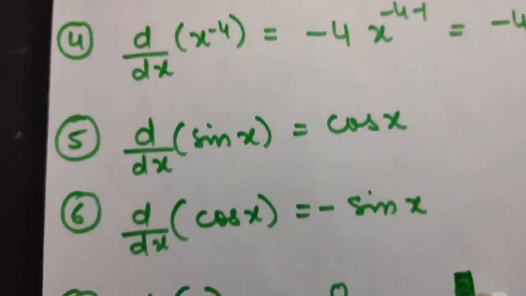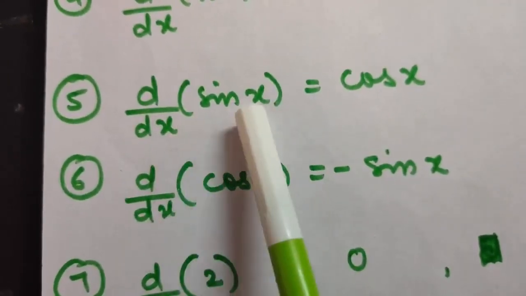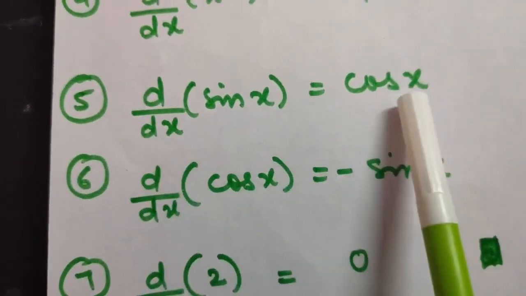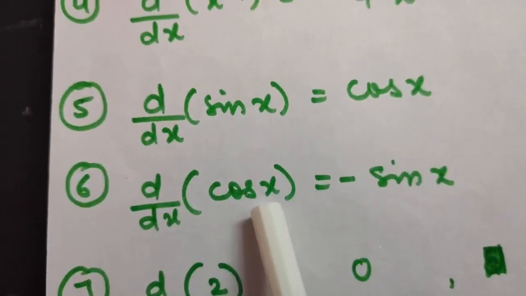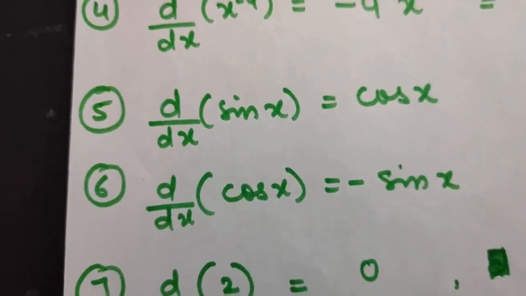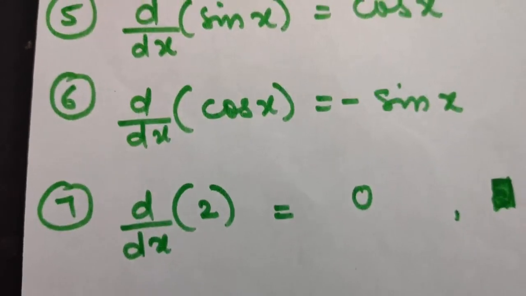The next is differentiation of sin x. Differentiation of sin x with respect to x is cos x, and differentiation of cos x is minus sin x. Remember this.